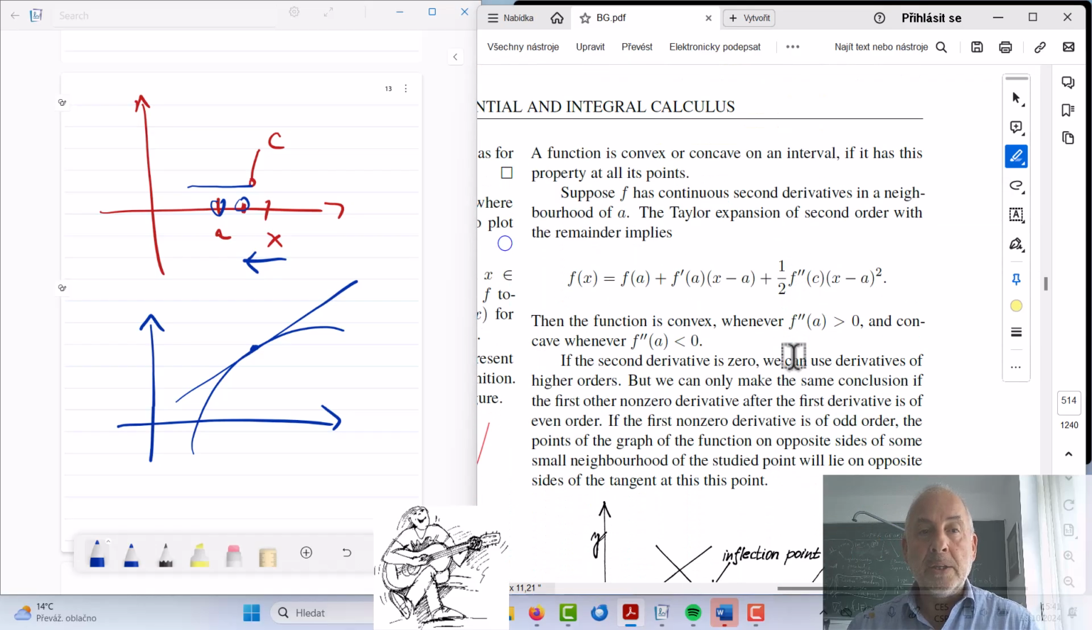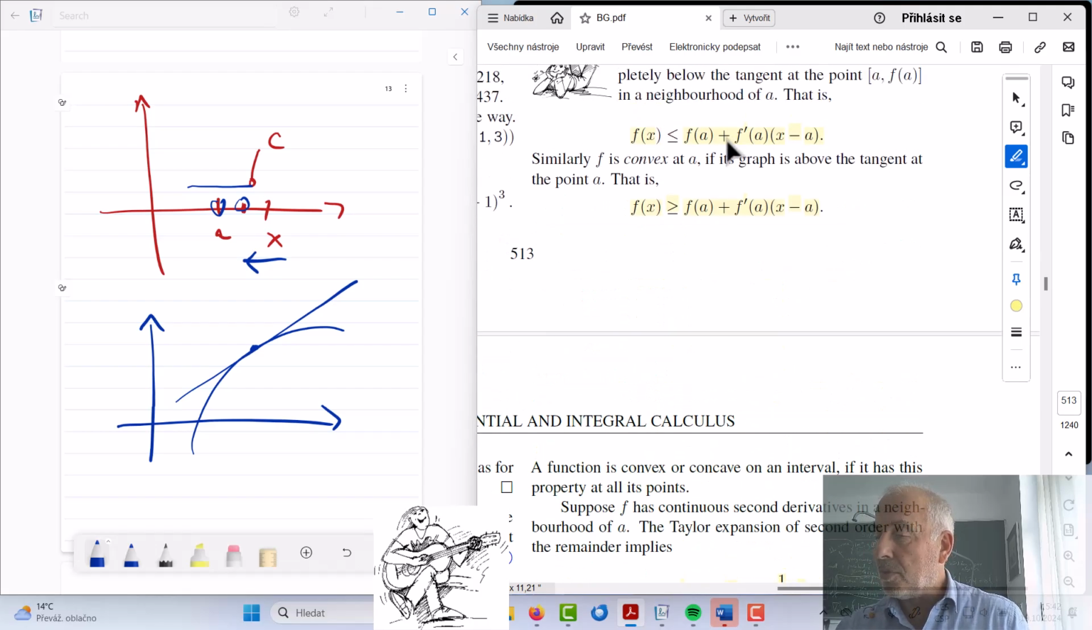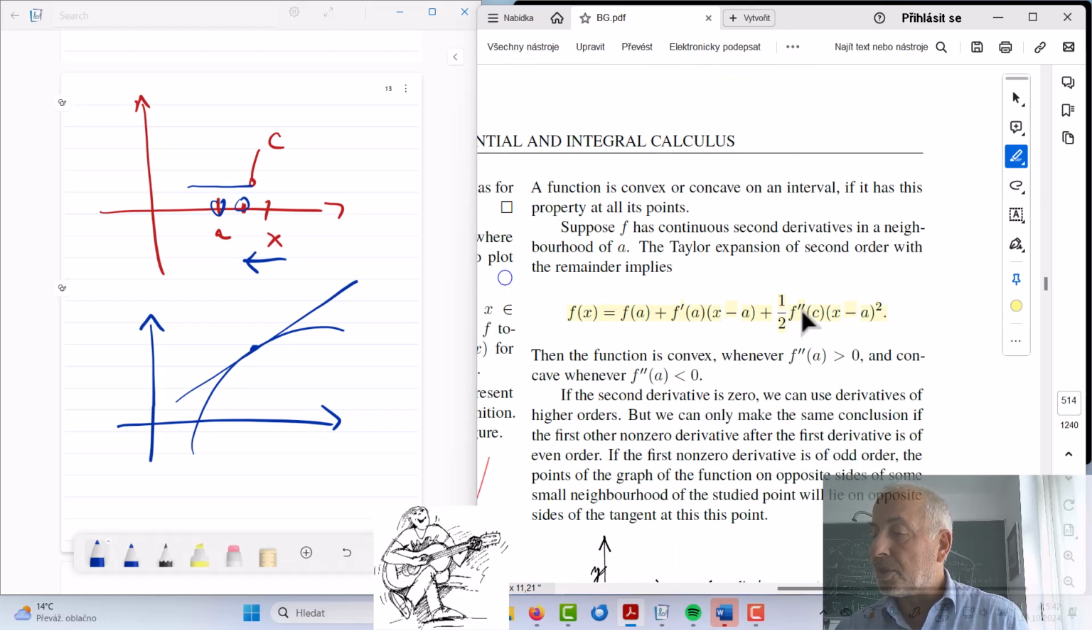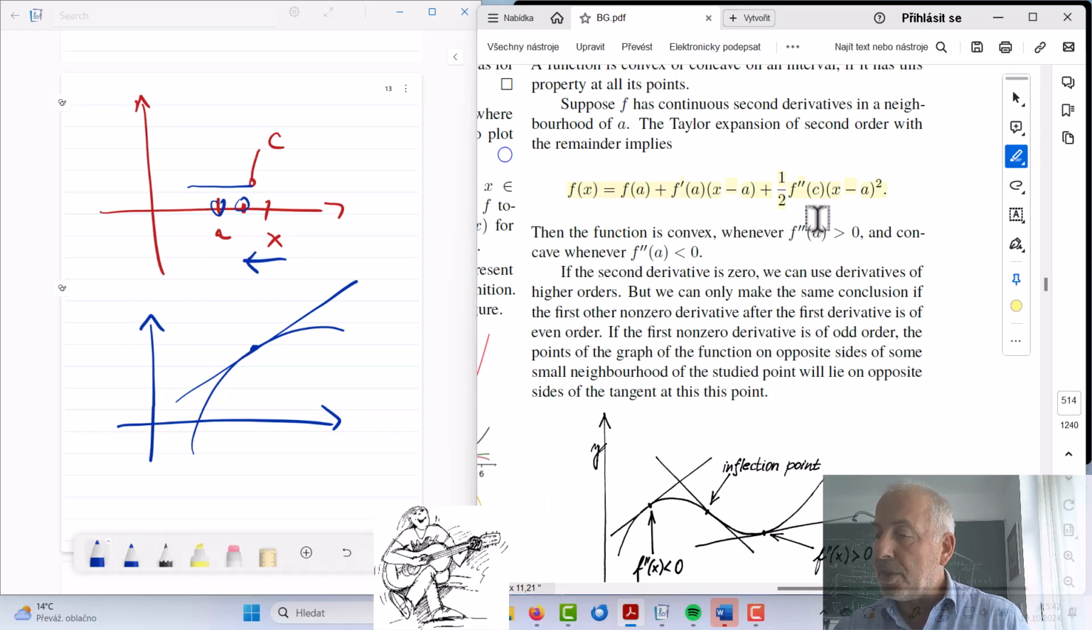And now again, look at the second order Taylor expansion with the remainder, right? Up to the linear term, we've got the derivative at a and the value at a, but then there is some c. So you see that the first part here was exactly the same as what we compare with, and you see that it's the sign of the second derivative which decides whether it's concave or convex.